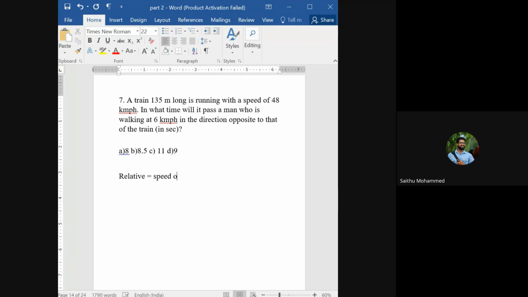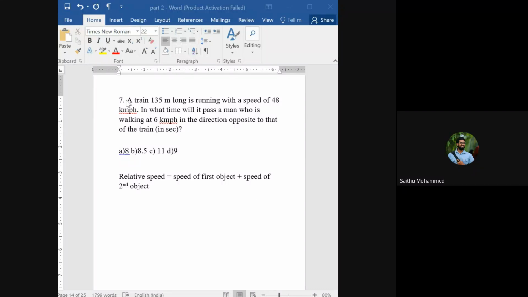So relative speed is equal to speed of first object plus speed of second object. Now, what all are given in the question? Before that, we will make an equation out of what we have to find. That will be easier, I think.